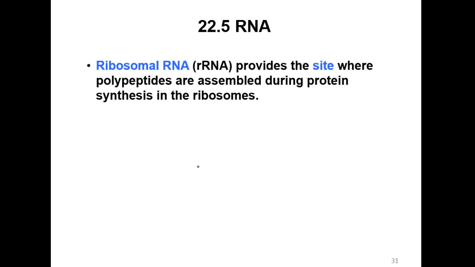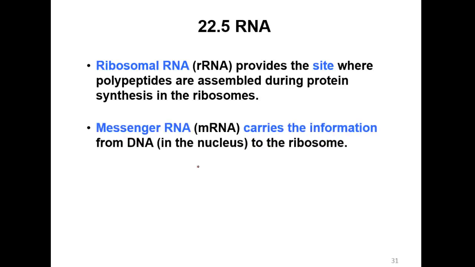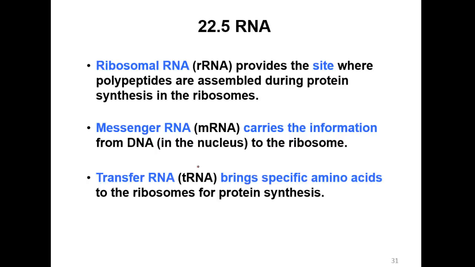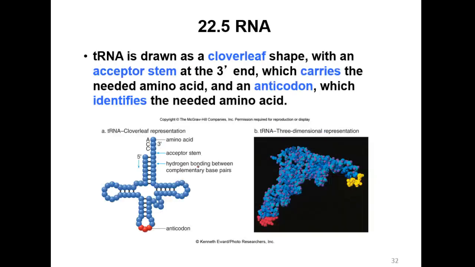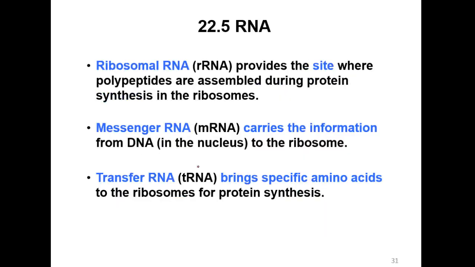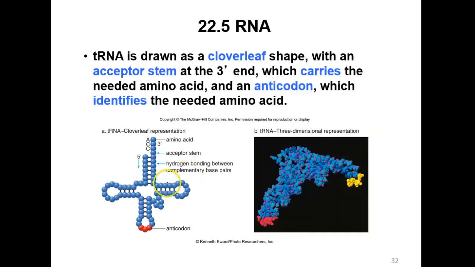order. All right, and what the rRNA does is it provides the site for the assembling of these proteins. Messenger RNA carries the information from the DNA to the ribosome. And finally, transfer RNA brings the specific amino acids to the ribosomes for protein synthesis. So that's what the T does. It brings the amino acids. So how does it do it?